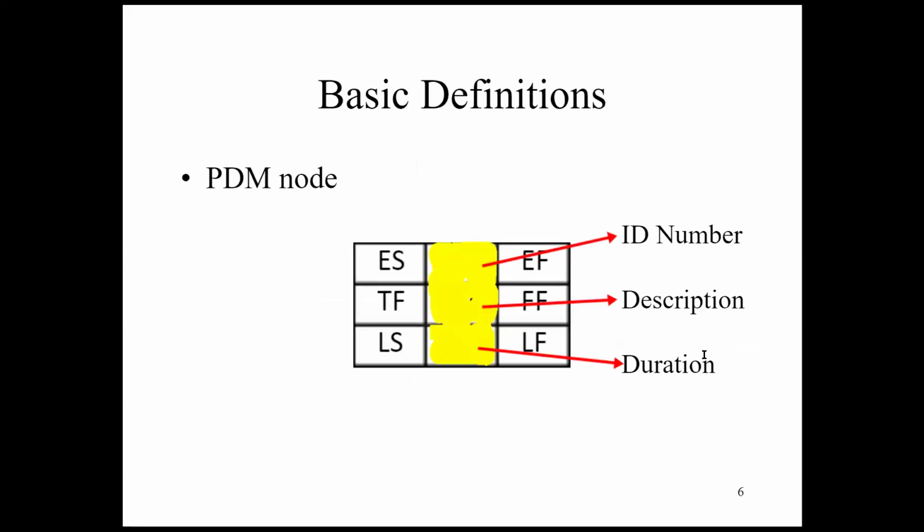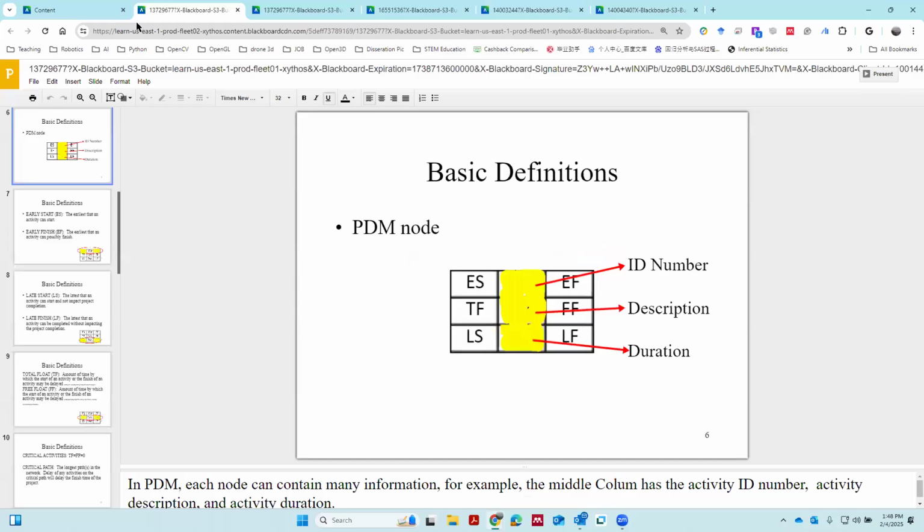So for the diagram, you just see the example. They have some boxes, right? So here's the definition for each of the boxes. We normally have 3 by 3, 3 rows and 3 columns like this one. And in the middle column over here, we define the first one as the activity. Let me download this one. This one is not showing very well.